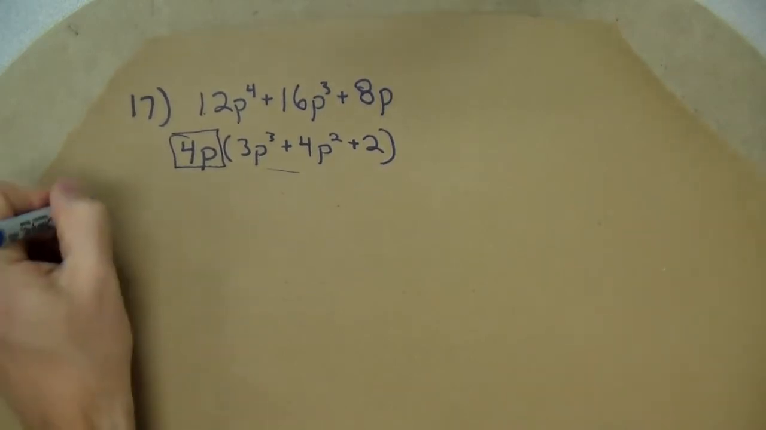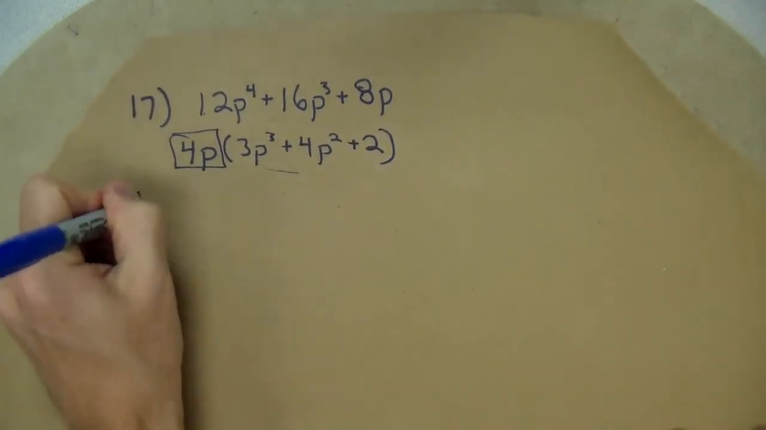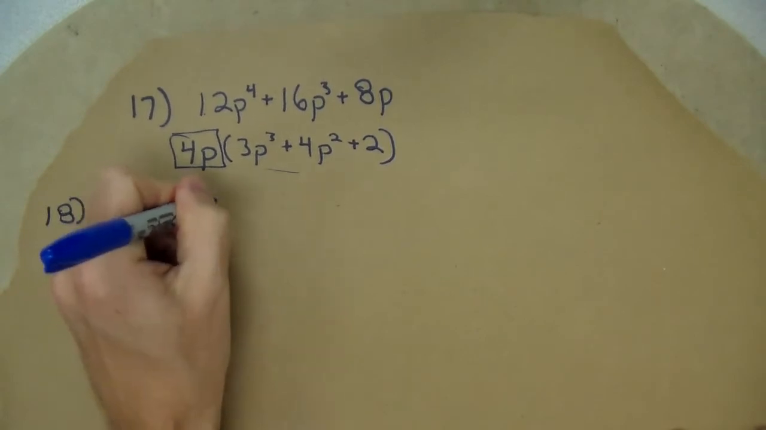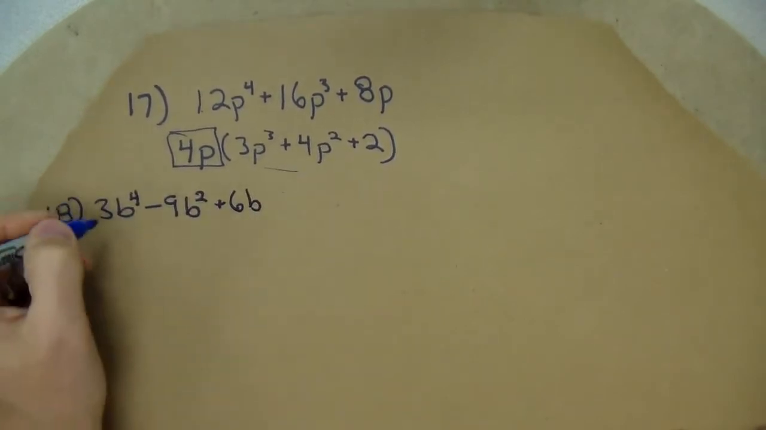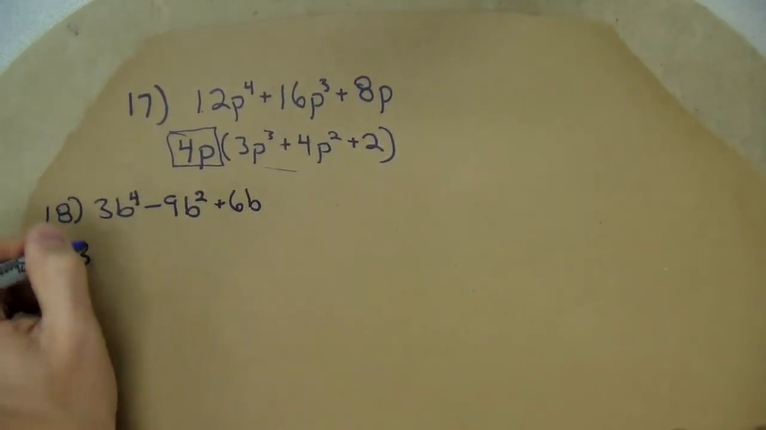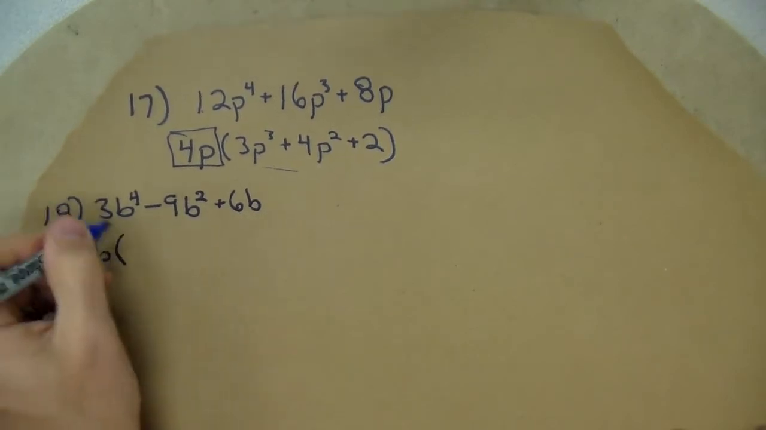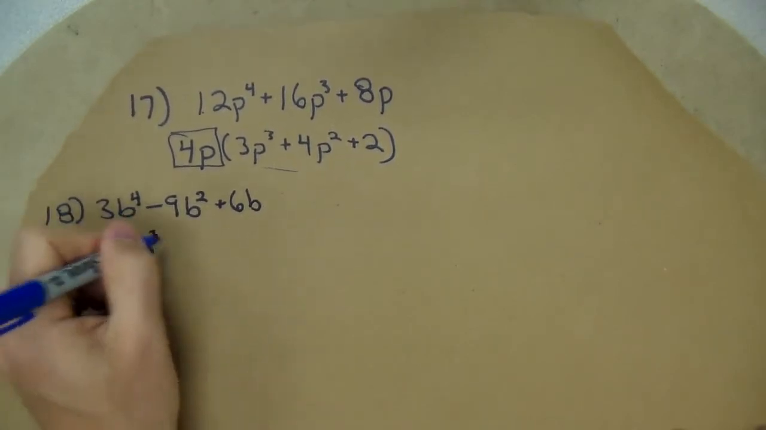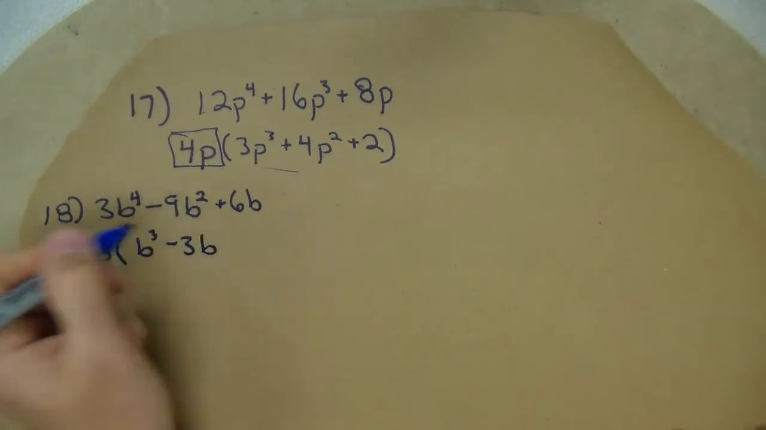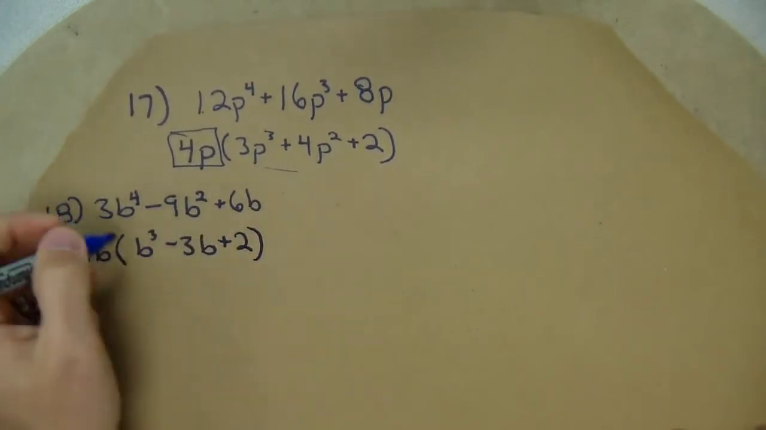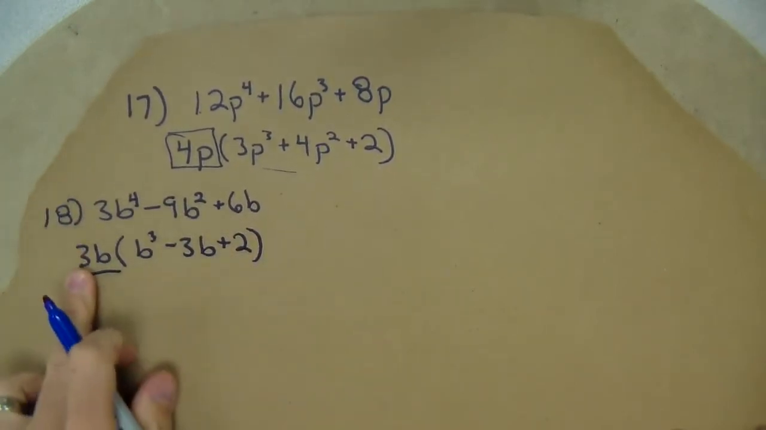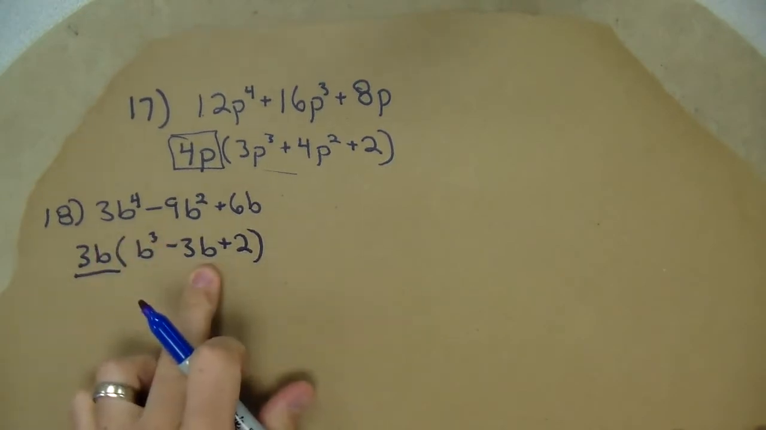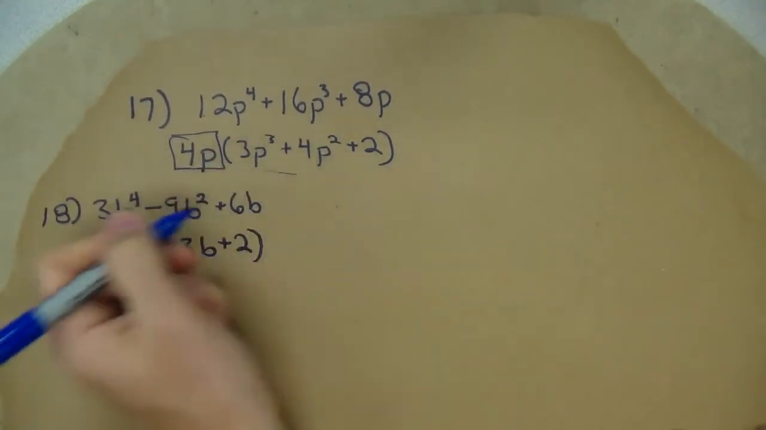Number 18, we're going to go 3b to the fourth minus 9b squared plus 6b. All of the terms have at least a 3, and they all have at least a b. So that leaves me with b to the third minus 3b plus 2. And it's the same as the one before. This is our GCF, 3b, and that is what we factored out.